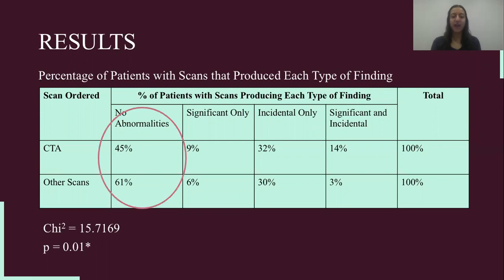We found that 45% of patients who received a CTA had a scan which resulted in no abnormalities, compared with 61% of patients who received other scan types. We also found that 23% of patients who received a CTA had a scan which resulted in at least one significant finding, compared with only 9% of patients who received other scan types. Lastly, we found that there was not a significant difference between the percentage of scans resulting in only incidental findings from CTA and other scan types.